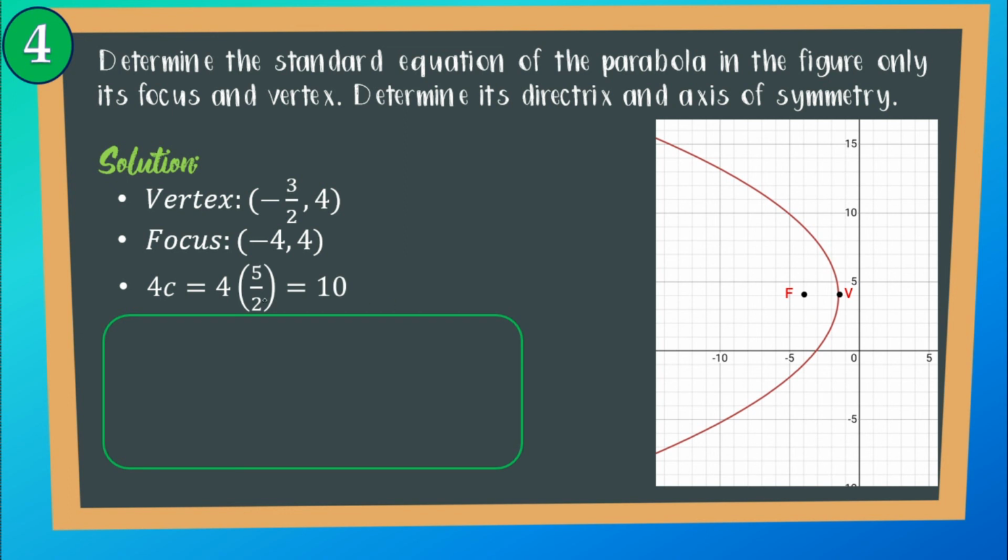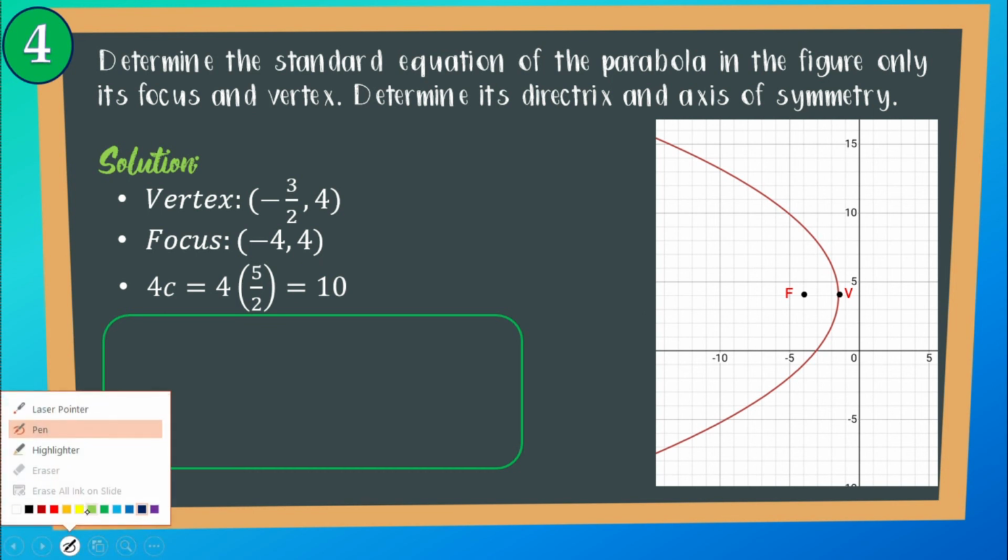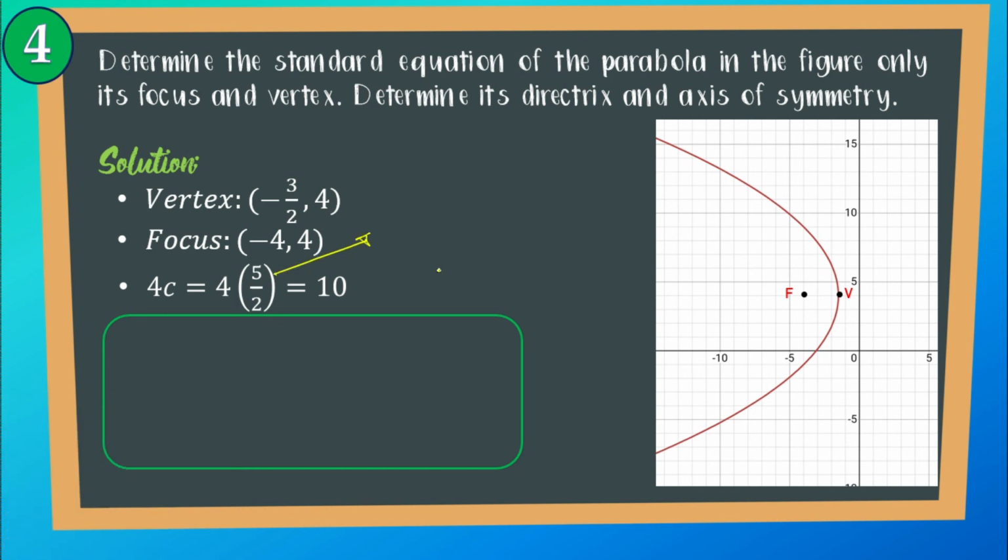So, ito yung length ng, I'm sorry, gamit tayo ng yellow. Siguro. Okay, mean to say, yung 5 over 2, this is the length ng focus to vertex. Okay? So, substitute lang natin sa 4c. So, magiging 4 times 5 over 2 equals 10. Why 10? Because 4 times 5 is 20 divided by 2 is 10. Okay? So, tapos, ito yung magiging standard form niya. y minus 4 squared equals negative 10 times quantity x plus 3 over 2.